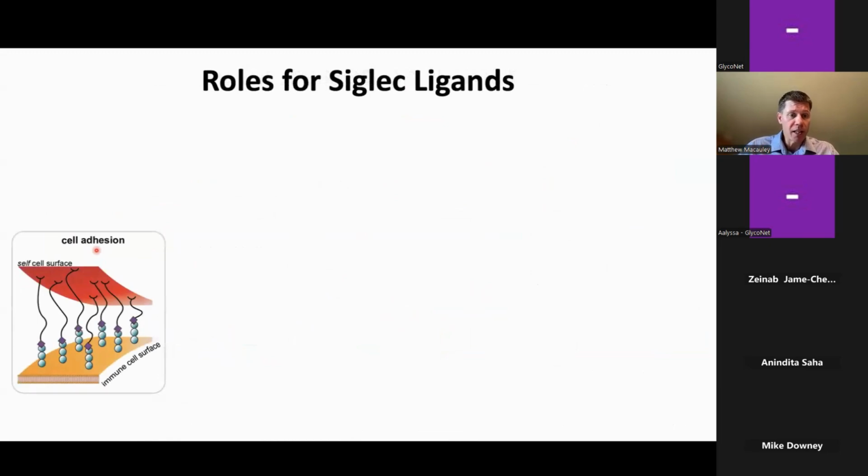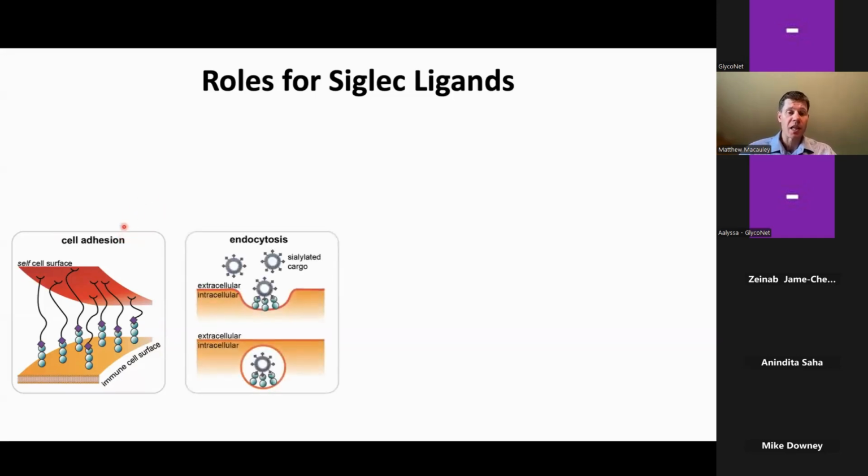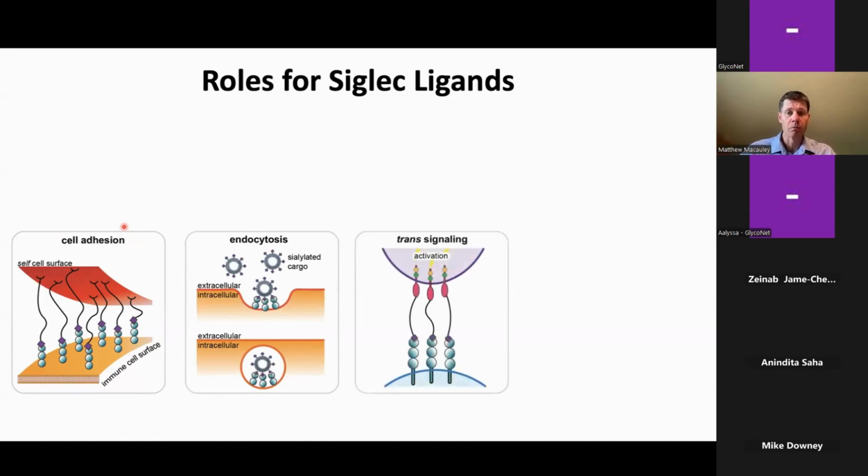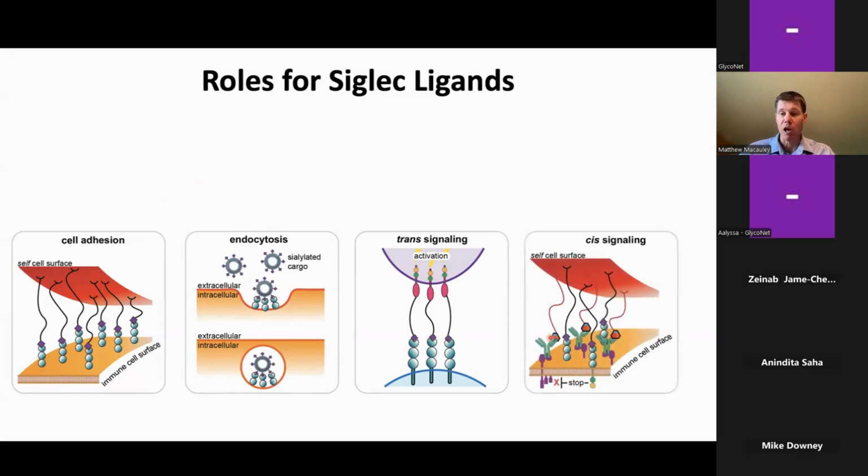Well, they bind to their ligands, and like I said, they can control immune cell activation. But there are other hints in the literature that they can do more than that. For example, they can mediate cell adhesion, maybe in certain circumstances. They can endocytose cargo. They can induce activation or modulate cells in trans, so in the other cells that they're binding. And the most canonical function is that they can control immune cell signaling in the cell that they are expressed in.